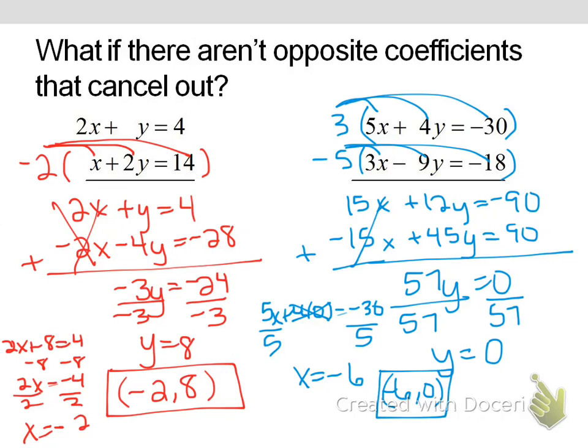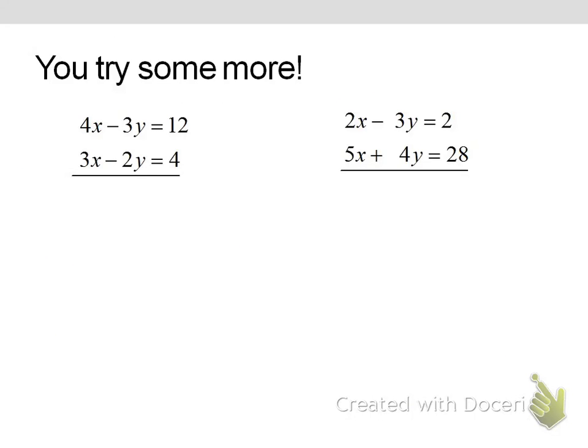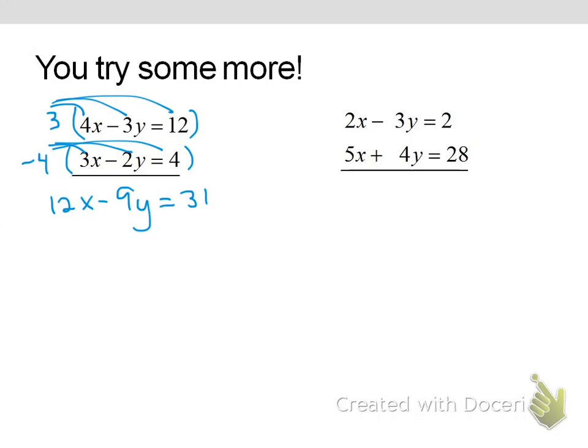Now, I want everyone to try the last two. Once again, there's always more than one way to do it. For this one, I'm going to multiply the top by 3 and the bottom by -4. So draw my lines. So I have 12x minus 9y equals 36, and -12x plus 8y equals -16.